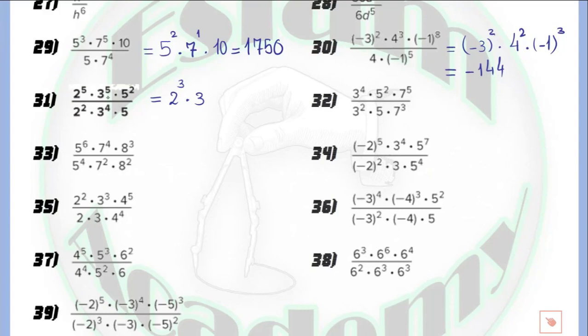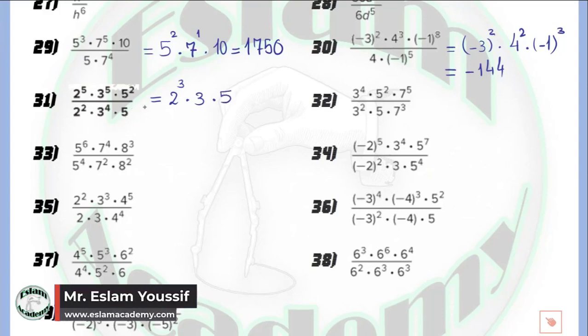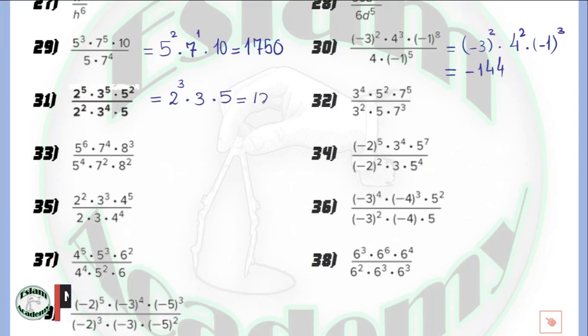So we just write 3, then subtract. 5 minus 4 will be equal to 1. We will not write 1. Now we have 5 to the power 2 divided by 5. So we just write 5, and 2 minus 1 equals 1. By multiplying, you will find that the answer will be equal to 120.